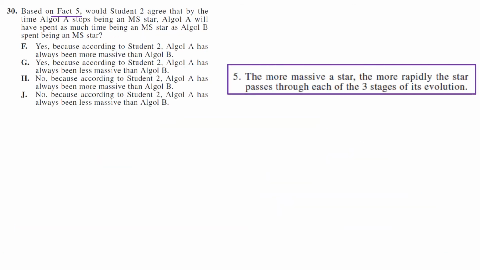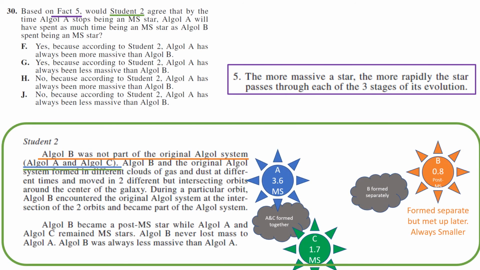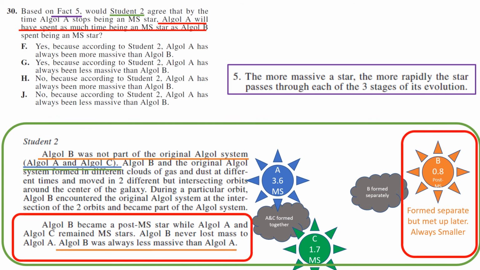Based on fact 5, would student 2 agree that by the time Algol A, so A is the 3.6, stops being an MS star, Algol B will have spent as much time being an MS star as Algol A? So we know from the reading that B was not part of the system. What's more key is this statement down at the bottom. B was always less massive than A. Okay, so B was always smaller. Student 1, remember, said that B was bigger and lost mass. Student 2 says B was always smaller.